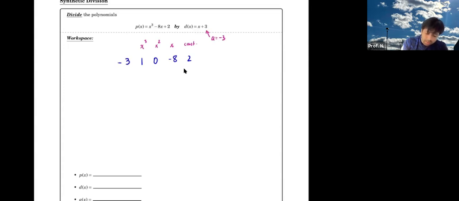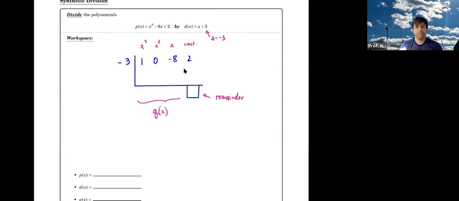I'm going to put a little rectangular box here. And again, the number at the end will represent my remainder. So I already know how this is going to end. All I have to do now is this, and the numbers that I get here are the coefficients of the quotient. The first step I do is bring down the 1. That's the easiest part. 1, okay, I got it.